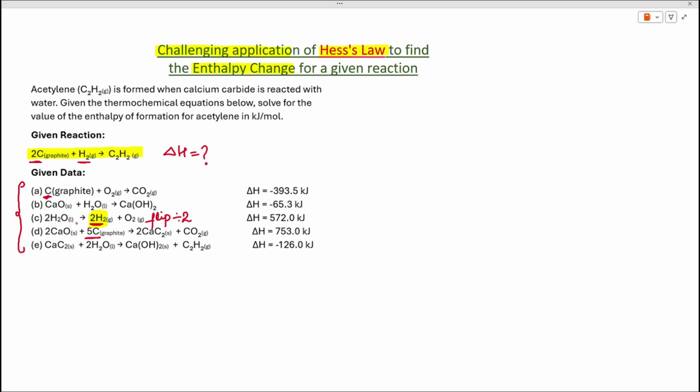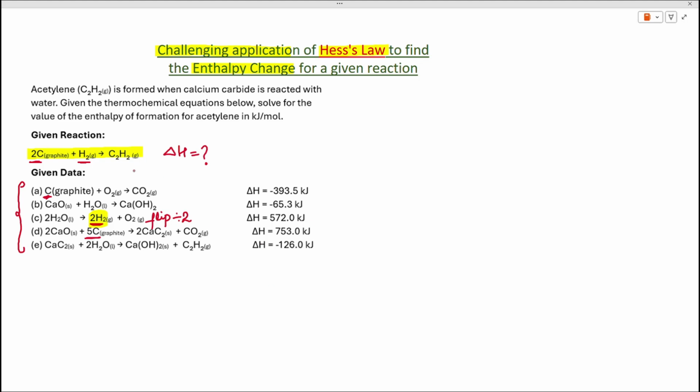Keep in mind, whatever you're doing with the reaction, you're doing the same thing with the enthalpy change also. So when you're flipping the equation, changing the reactants into products and products into reactants, you're flipping the sign of the delta H. So if it is positive, it becomes negative, and if it is negative, it becomes positive. And if you're dividing the equation by a 2, you're dividing the value of enthalpy also by a 2.